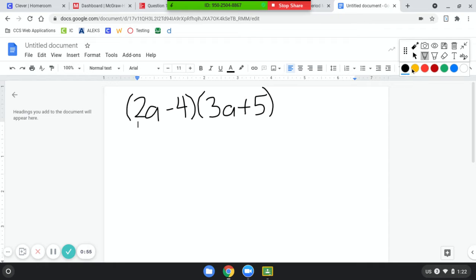So what's going to happen is we are going to distribute each term in the first parenthesis to each term in the second parenthesis. So the first term is 2a. So we're going to take that and distribute it to 3a so that we have 2a times 3a. Next, we're going to distribute the 2a to the next term in the parenthesis, which is 5. So we're going to do 2a times 5.